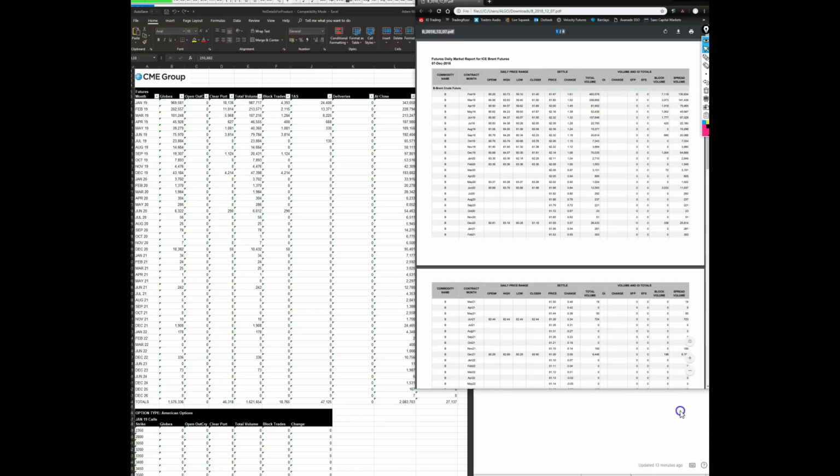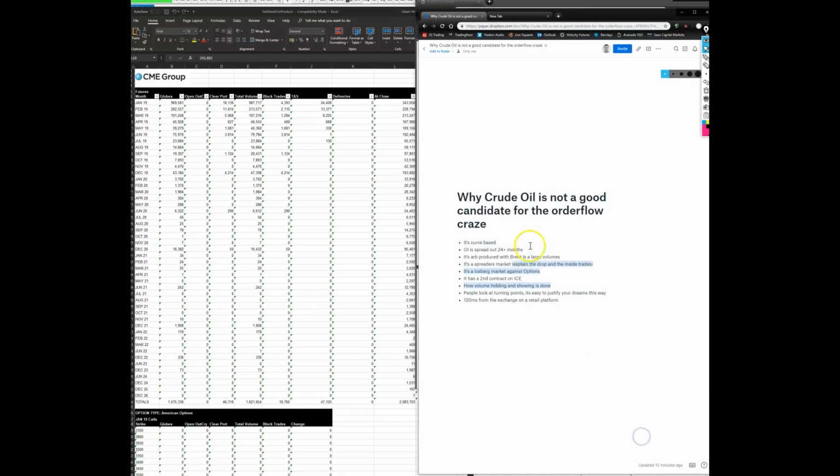Separate sheet for that. Just hold on one second. Sorry about that, I think I've closed that sheet. But Brent OI runs even deeper because most people are playing in the 1 to 3 year curve. So there's so much of that going on. Right, where was I? Curve based OI spread out. The ARB produced with Brent has large volumes. I've mentioned that as well. It's a spreaders market. I will do a live one to show you.